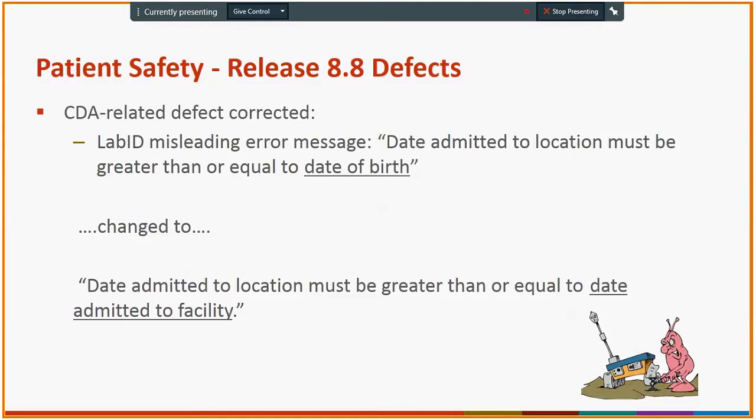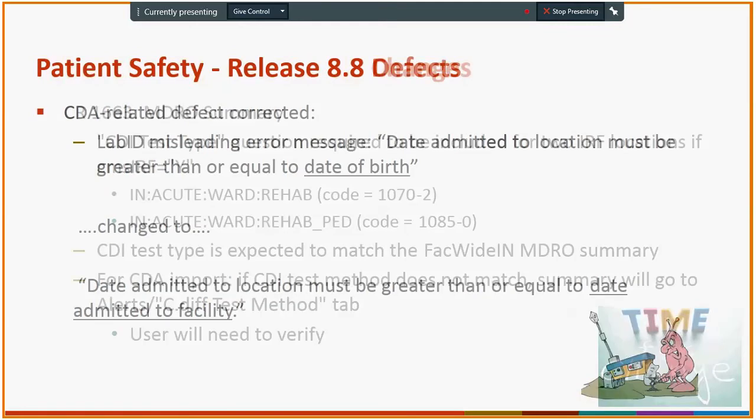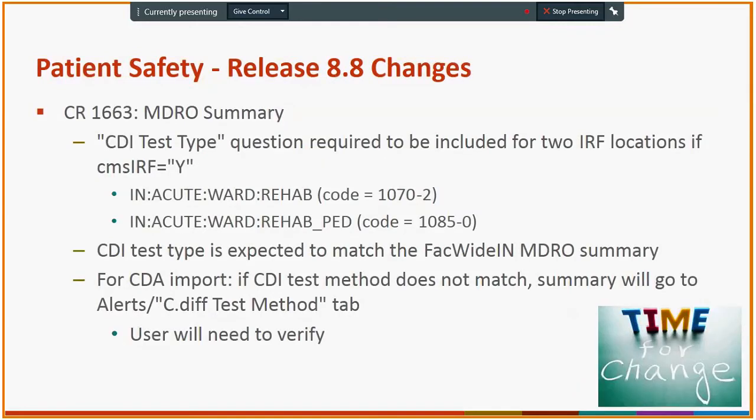Next slide. So the next series of slides are a review of the 8.8 patient safety component changes. Some will be a review of the material presented at the May CDA webinar, and some will be new material. There's one CDA-related defect pertaining to a Lab ID CDA that had a misleading error message. It read, date admitted to location must be greater than or equal to date of birth, instead of greater than or equal to date admitted to facility. Next slide.